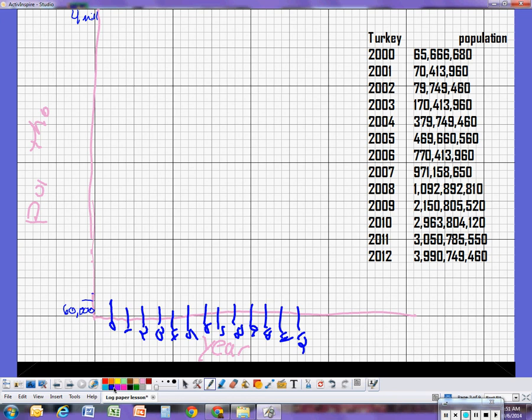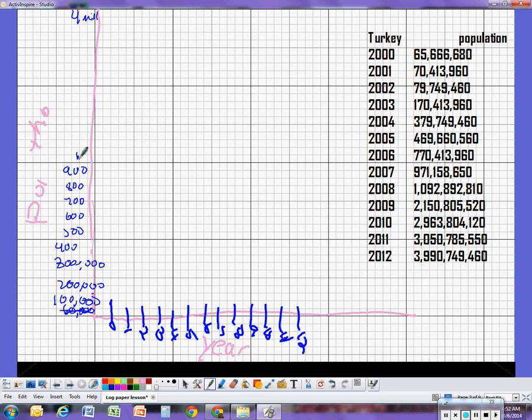So help me out. What's the easiest way to go from 65,000 to 4 million? So we have 1 million, 2 million, 3 million, 4 million. It'd probably be easier to go by 100,000s. So 100,000, 200,000, 300,000. I know I'm not doing this very evenly. 400,000, 500,000, 600,000, 700,000, 800,000, 900,000, a million.